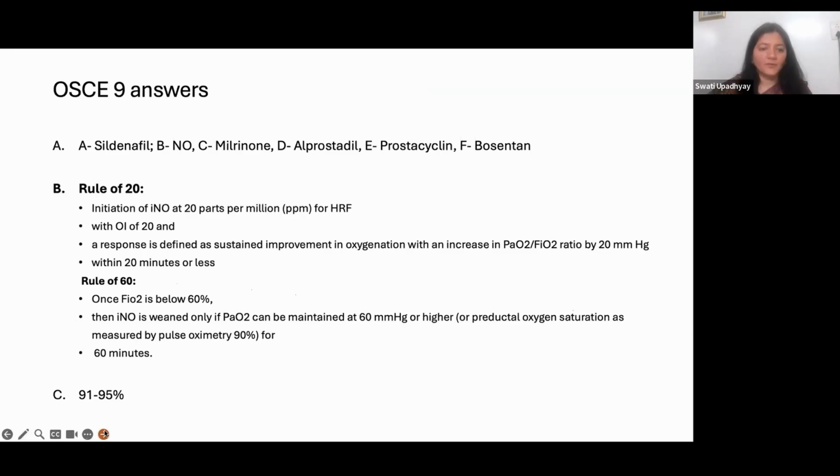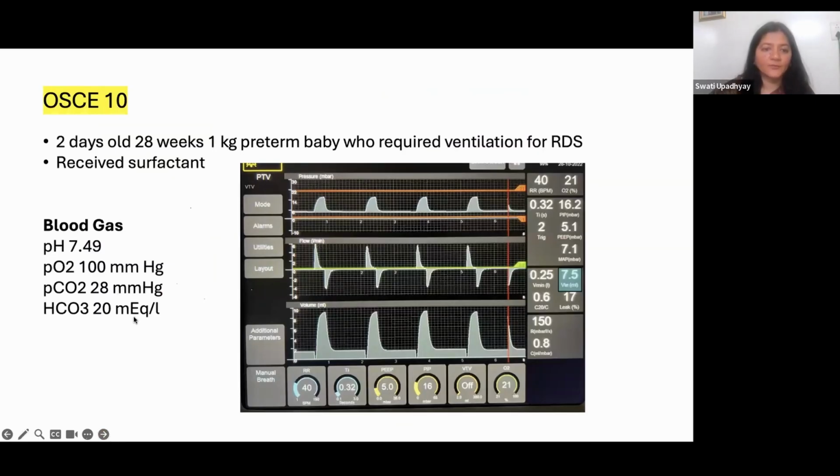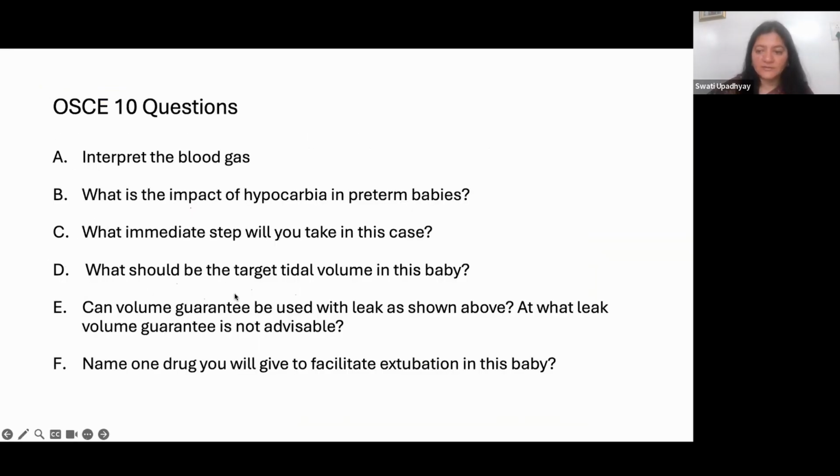Yes, sir. So the next question again is a clinical scenario. We have a 2 days old, 28 weeks, 1 kg preterm baby who required ventilation for RDS and received surfactant. All of you can see the ventilator screen here. Please note down the parameters, and all of you can also see the blood gas. The pH is 7.49, PO2 is 100, PCO2 is 28, and bicarb is 20. Okay, so the first question here will be: interpret the blood gas.